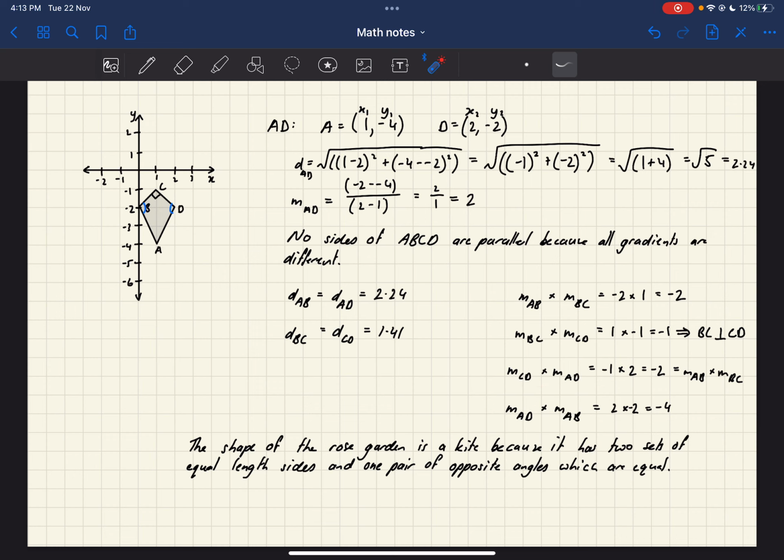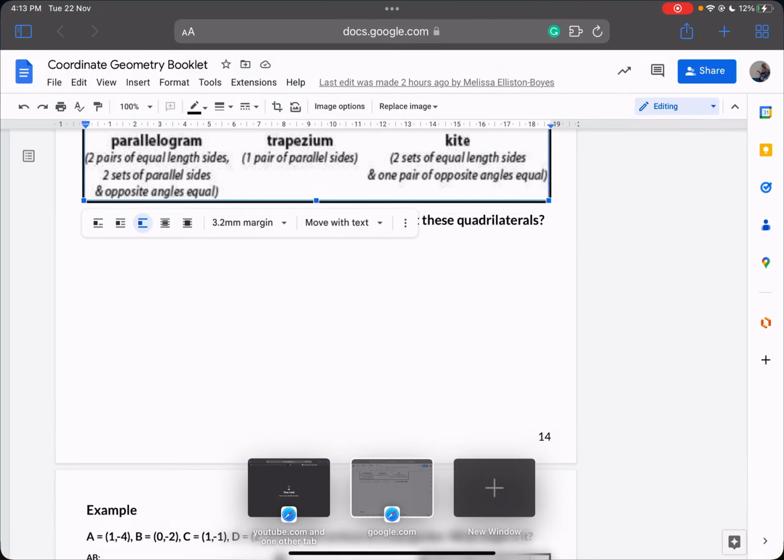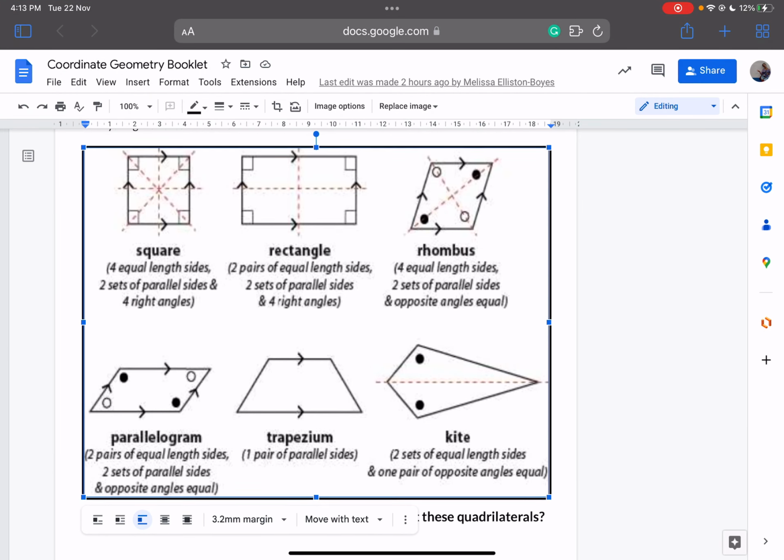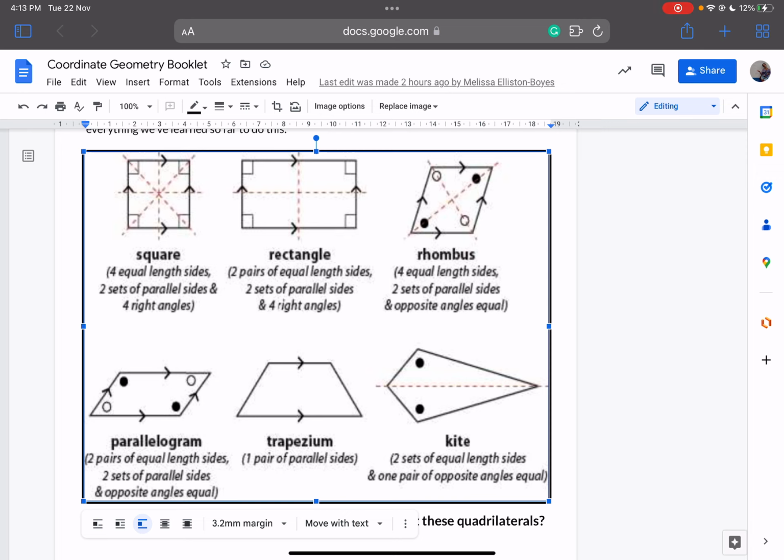Thank you for watching and good luck with your tasks. Remember to memorize each of the sets of properties for each of these quadrilaterals, and if it doesn't fit any of these, it's an irregular quadrilateral. Good luck for next time.